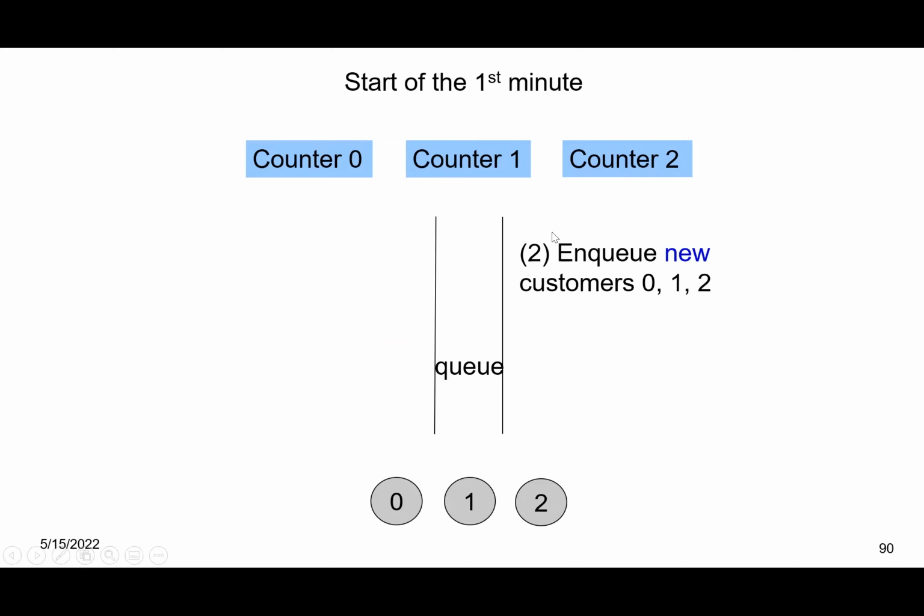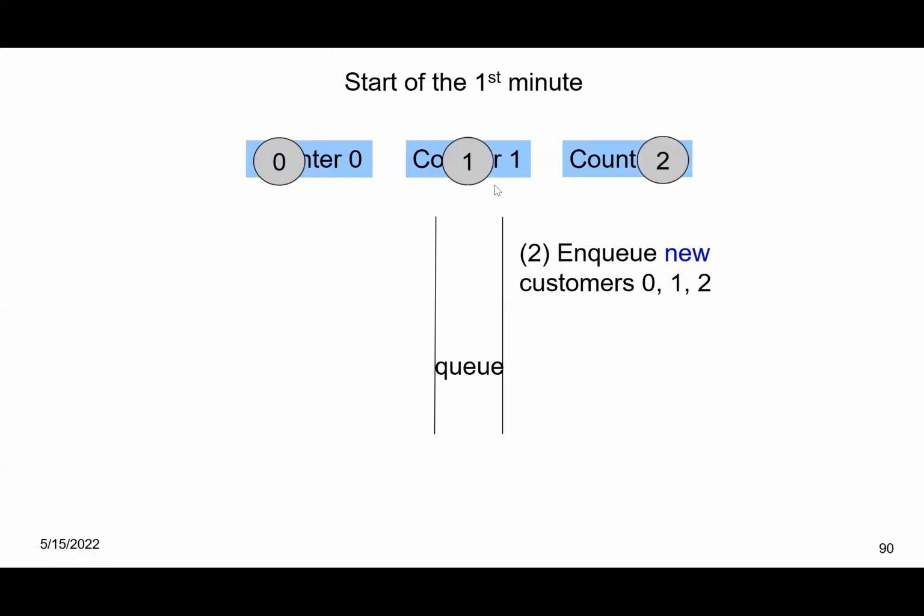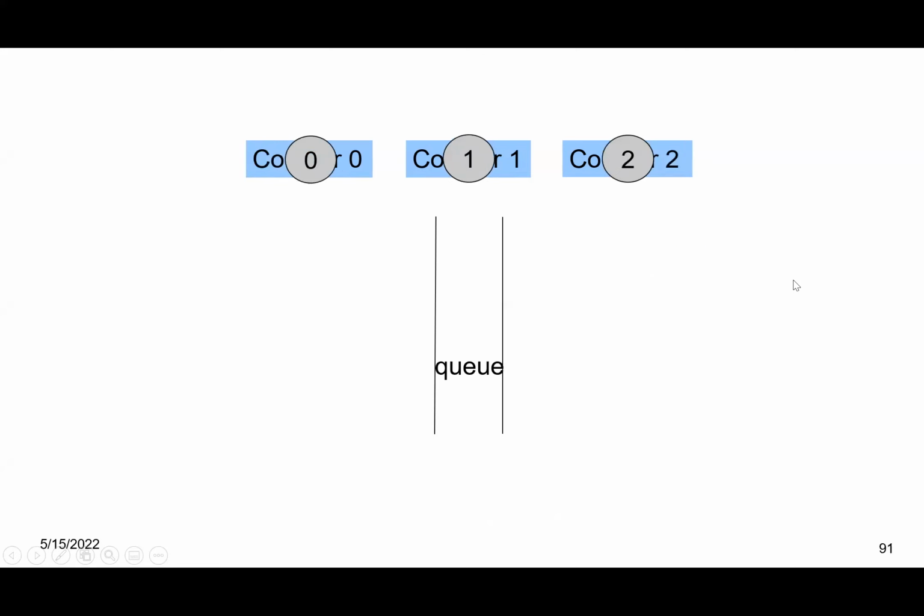Remember, just now I told you every minute we have 2 steps. The first step is we DQ the customer from the counter. The second step, we are going to enqueue new customers to the queue. And just now in the scenario description, every minute there are 3 new customers, right? So here we use numbers to indicate different customers, like 0, 1, and 2. So we have customers 0, 1, and 2 put into the queue, and then we check which counter is empty. We will DQ the customer from the queue to each of the counters. So now customer 0 goes to counter 0, customer 1 to counter 1, and customer 2 to counter 2.